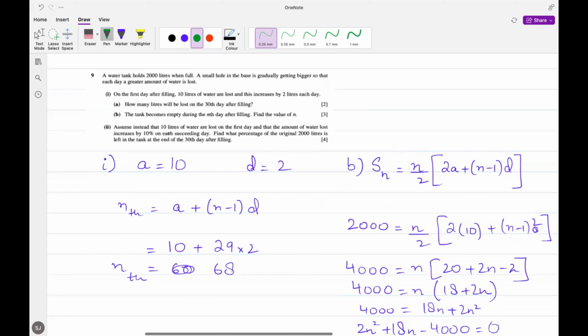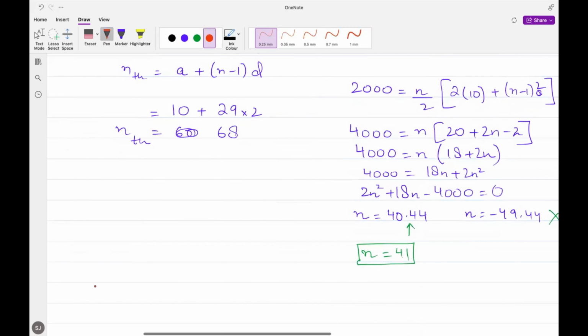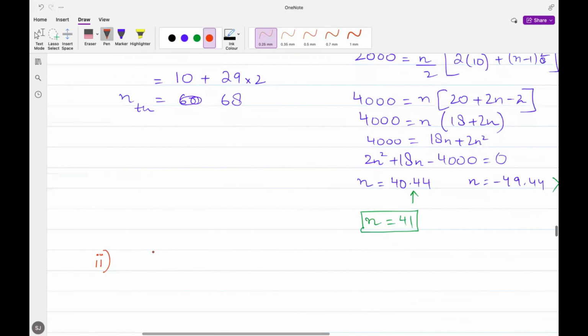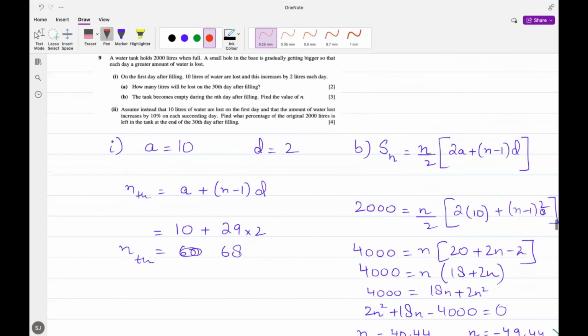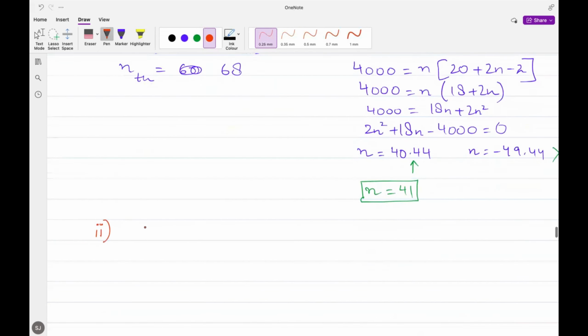In part 2, it says that assume instead that 10 liters of water is lost on the first day, and the amount of water lost increases by 10% on each succeeding day. So now whenever we have a percentage involved, it means that we are dealing with a GP. In part 2, as the amount of water loss is increasing by 10% each day, we can form an equation for a GP by first assuming that the original value was 100%, the original loss of water. So on each succeeding day, it will increase by 10%. To find the common ratio, we'll divide 110 by 100, which is equal to 1.1.